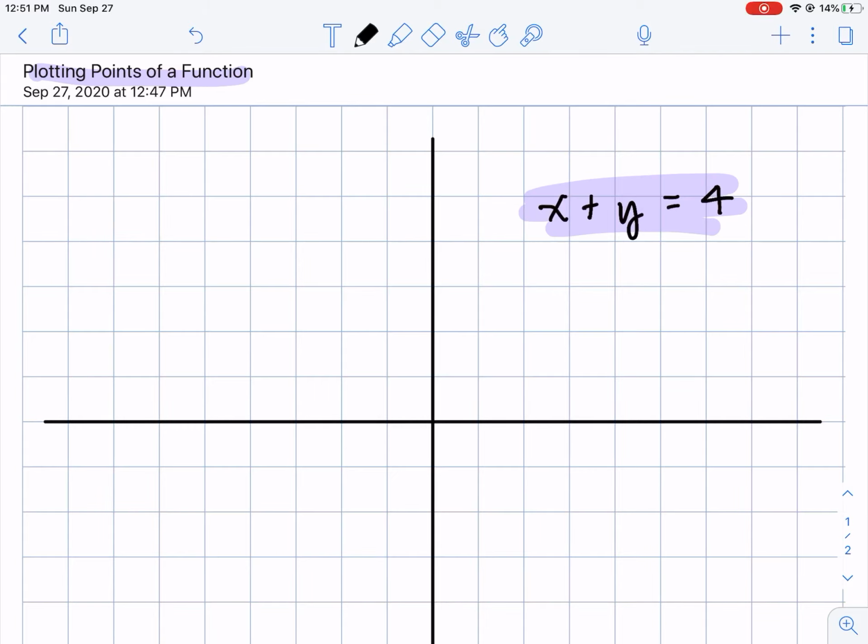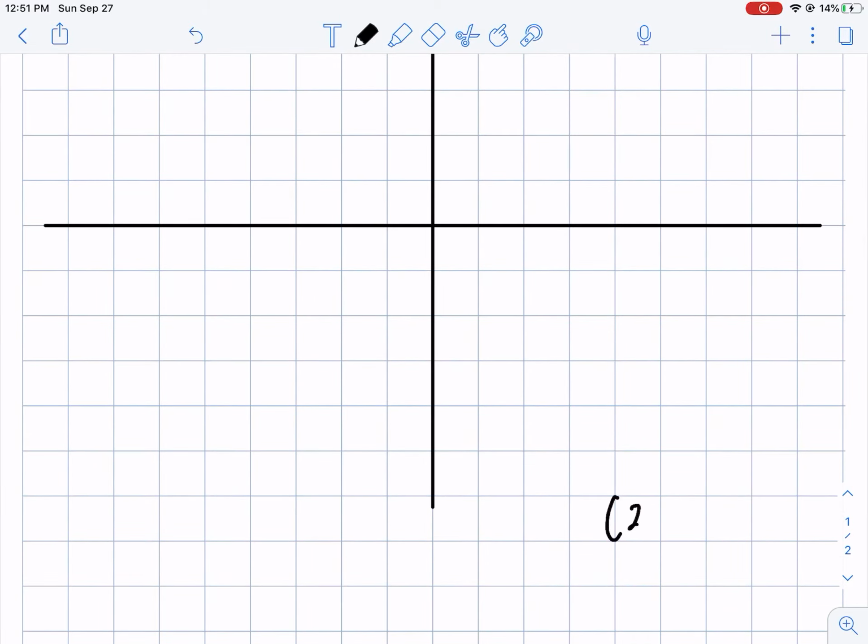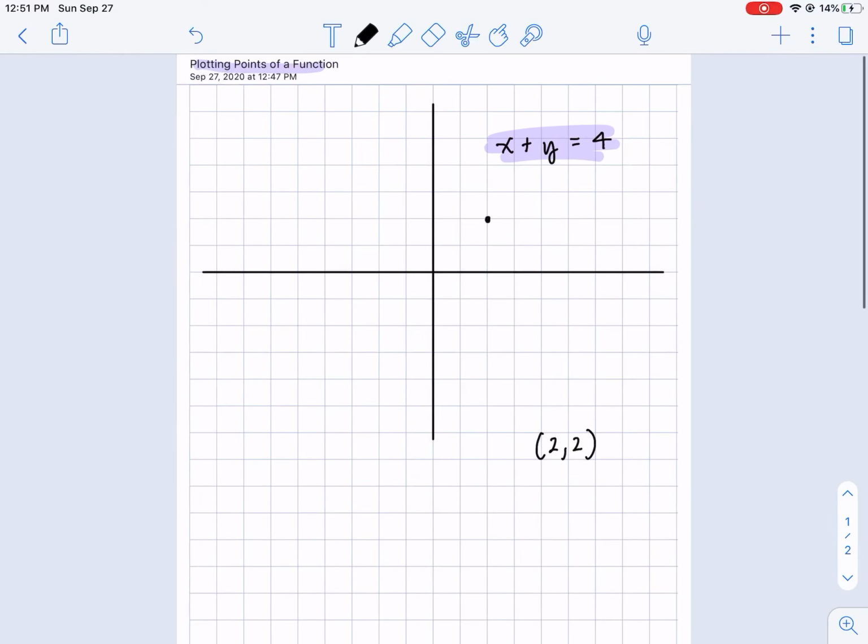Maybe you said 2 and 2. X could be 2 and Y could be 2. 2, 2. Sure, that would work. What else would work? How about 1, 3? 1, 3. Maybe now some of you are thinking, 3, 1. 3, 1 would work. That would be different than 1, 3. Would 4, 0 work? Certainly. And then, of course, 0, 4.